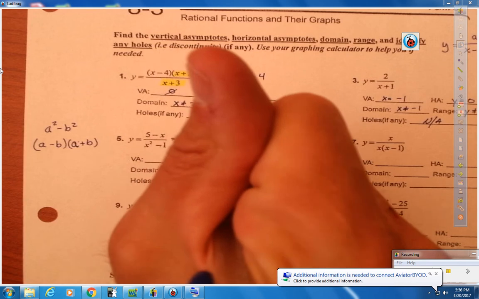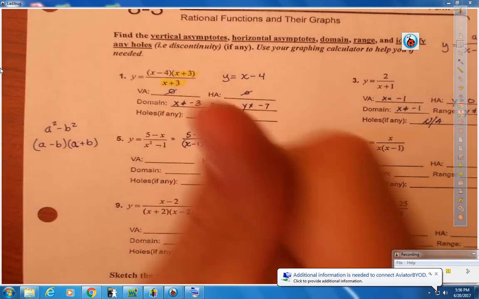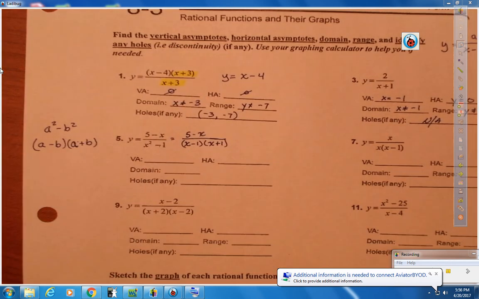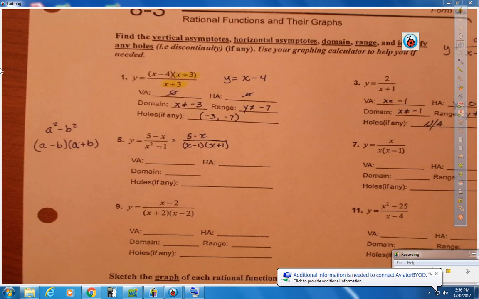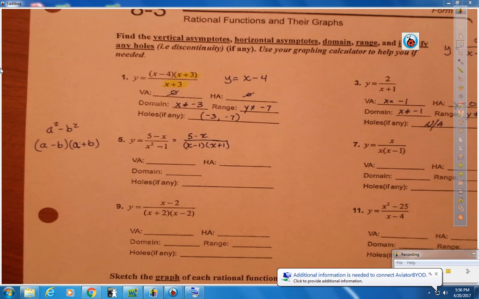Now, unfortunately, I did all that work for nothing because there's nothing that can cancel out with the top and bottom. But I need to know how to do that for future problems. Okay? So there's nothing I can cancel out. There's nothing I can do about that. However, this does tell me a couple things. One, it's going to tell me what my values of my function are not allowed to equal. Two, it's going to tell me where some important points are, like some asymptotes.